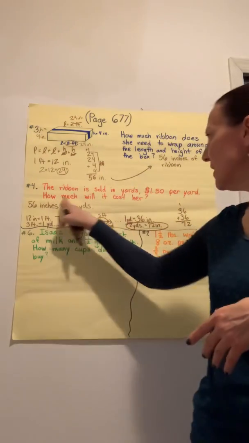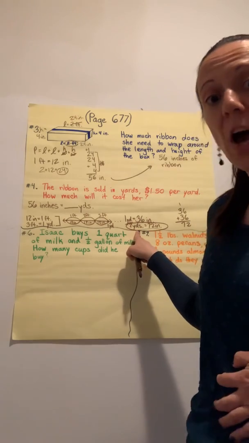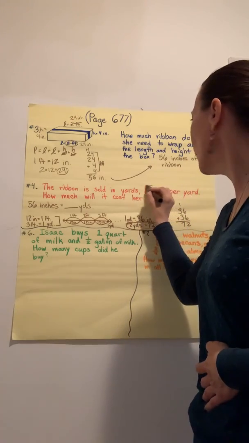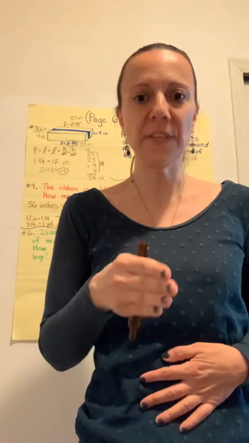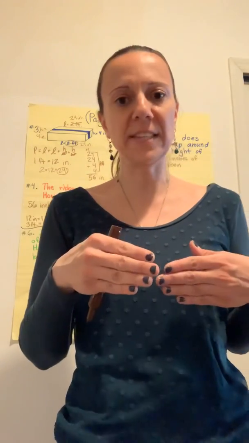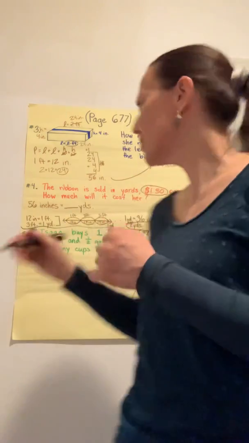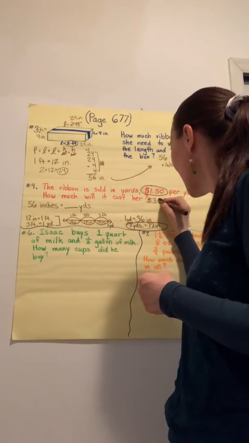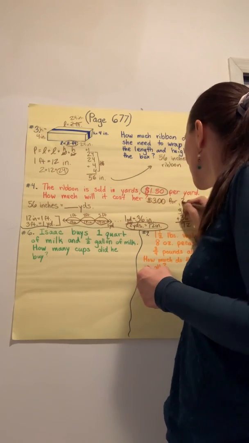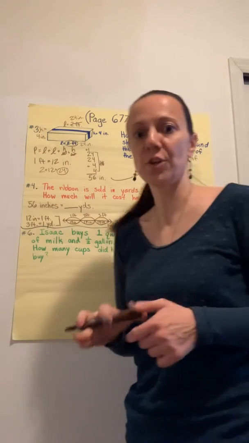But now the question is, how much will it cost? Now that I know I need to buy 2 yards, let me find the price. Oh, it's $1.50 for every yard. I need 2. So $1.50 plus another $1.50, that's $3. So altogether, it's going to cost her $3 for 2 yards of ribbon. That's going to be my final answer.